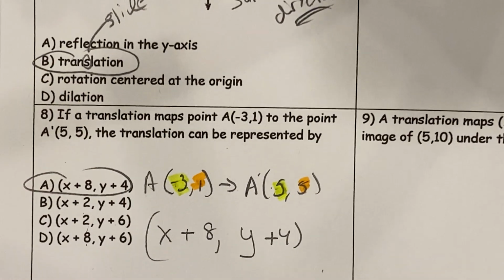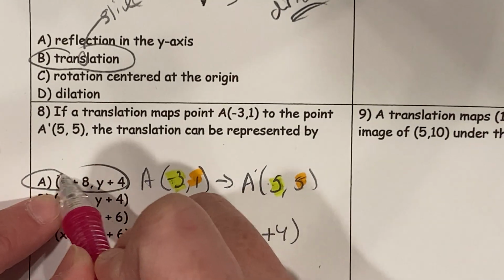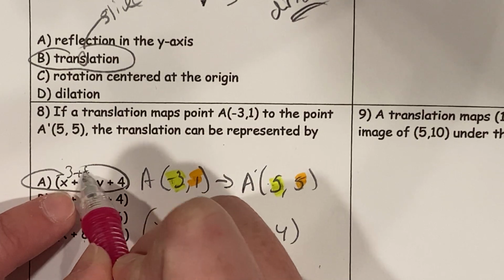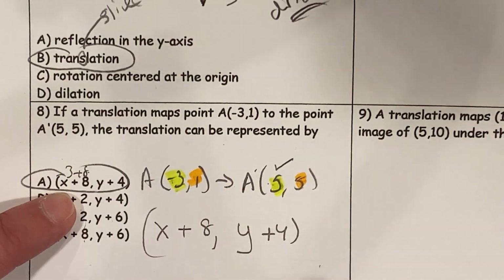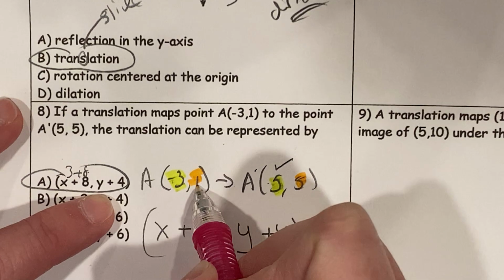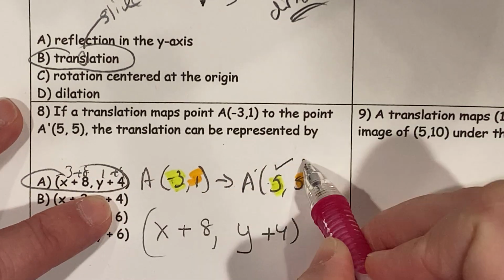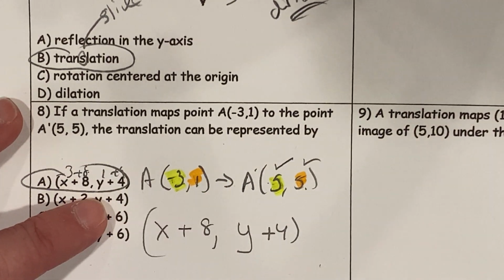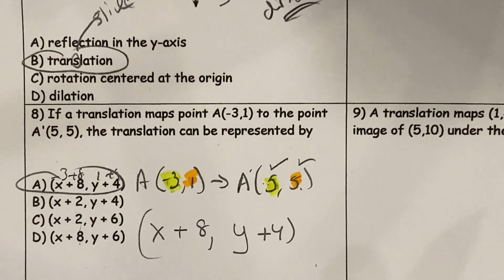If not, again, you would do guess and check. So you would start here and you plug -3. -3 plus 8. 8 minus 3 is 5. Okay, so the first one worked out. Now try the second one. Plug in a 1 here. 1 plus 4, is that 5? Yes. So you can also do guess and check to get the answer.